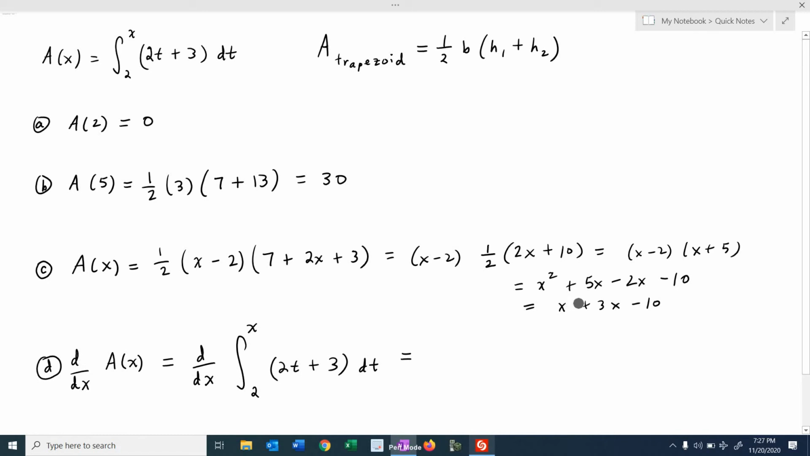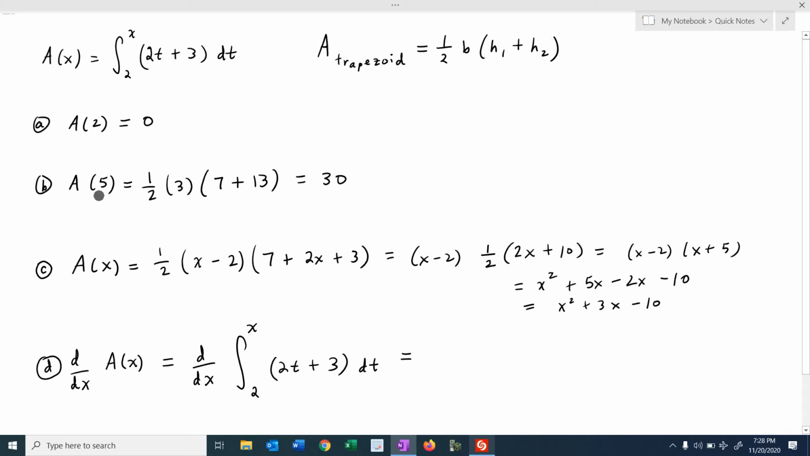Okay, so we now have a formula for the net area that's trapped between the function and the t-axis with a left endpoint of 2 and a right endpoint that can vary, which we're calling x. So this is a formula for that area. You pick what the right endpoint, or the upper limit, is, and you just plug it in here, and this will give you the area that's trapped.